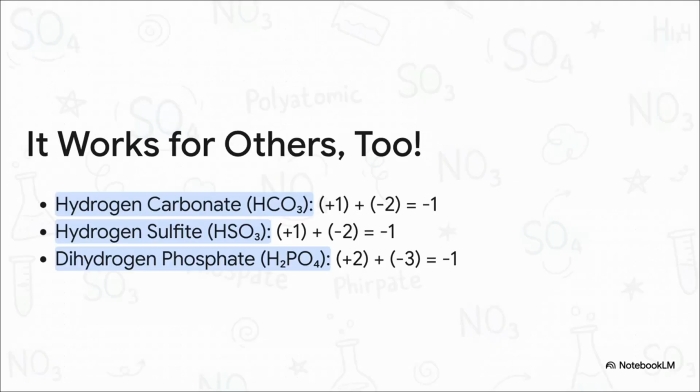Simple. And this isn't a one-hit wonder either. This method works all over the place. Look at hydrogen carbonate. That's a +1 hydrogen and a -2 carbonate. Adds up to -1. Or how about dihydrogen phosphate? That's 2 hydrogens, so that's a +2 total, plus our exception, phosphate, at -3. +2 plus -3, also -1. It's a system that just works.